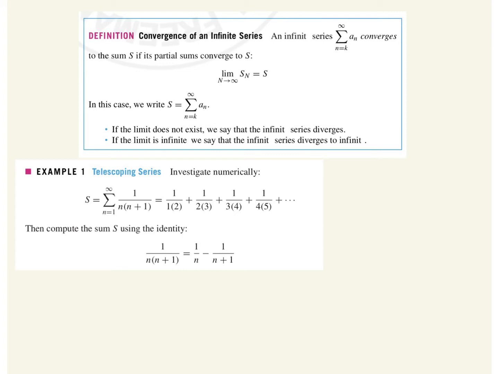So, convergence of an infinite series. The summation n equaling k to infinity of a sub n converges to the sum s if its partial sums converge to s, right? Or in other words, if the limit as n approaches infinity of s sub n is equal to s. In this case, we write s equals the summation from k to infinity of a sub n. If the limit does not exist, we say that the infinite series diverges. And if the limit is infinite, we say that the infinite series diverges to infinity.